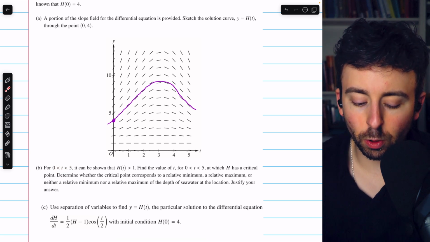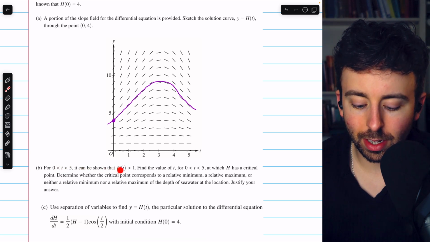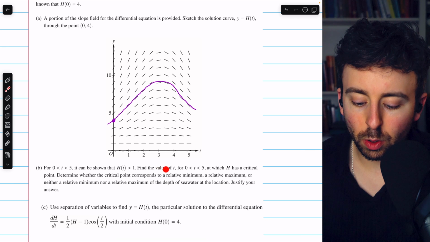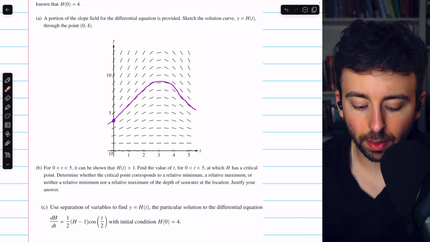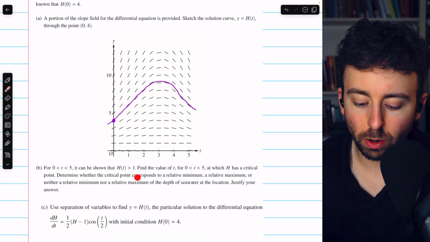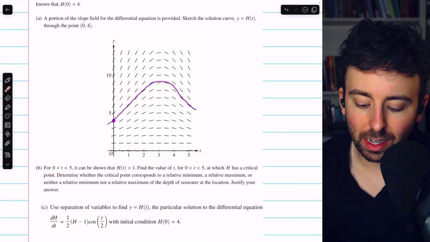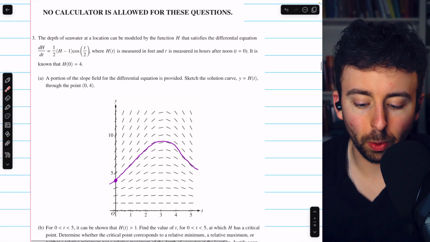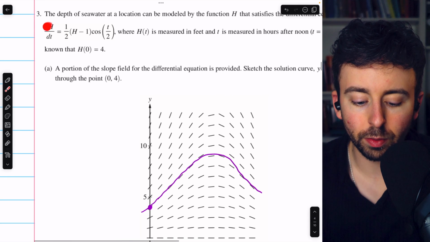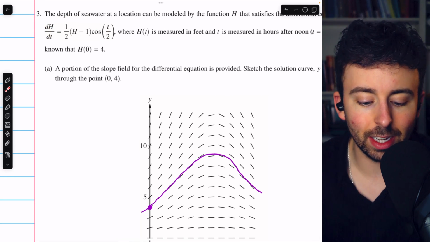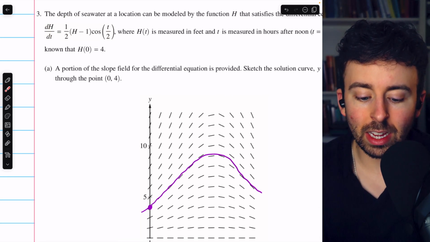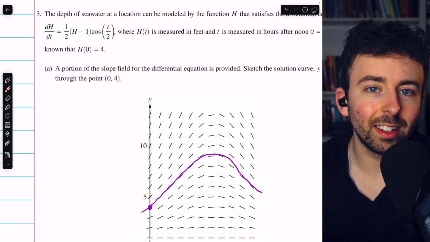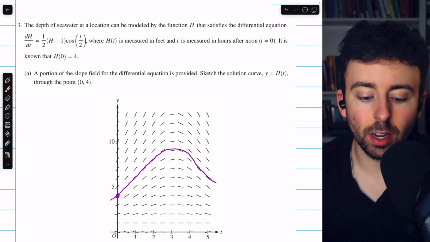For t between 0 and 5, it can be shown that h of t is greater than 1. Find the value of t between 0 and 5, at which h has a critical point. Determine whether the critical point corresponds to a relative minimum, a relative maximum, or neither. And of course, we must justify our answer. So in looking for critical points, we consult the derivative, which is given to us, dh dt. First, is there anywhere that this derivative doesn't exist? The answer to that is no.